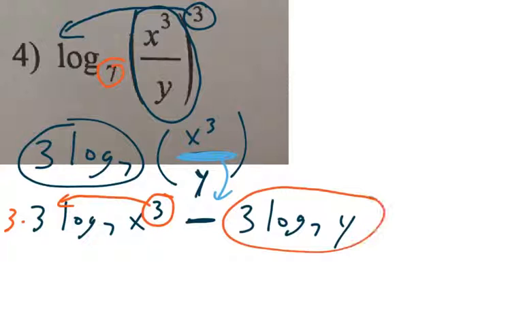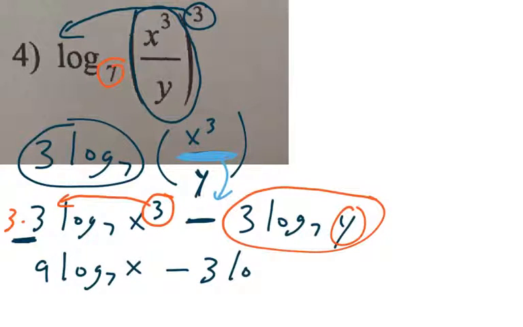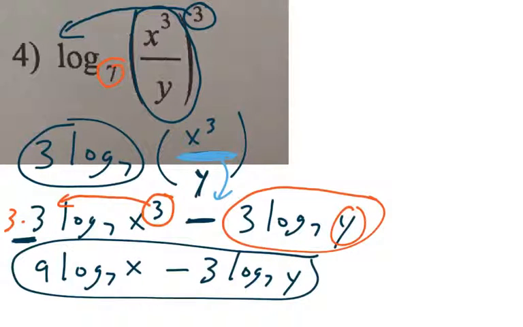Over here, it's already just a regular y, so that part is simplified or done. So our final perfect answer is going to be 9, because 3 times 3 is 9, log base 7 of x minus 3 log base 7 of y. Pause the video if you need to. Okay. All right, so guys, why don't you pause the video and give this one a try.